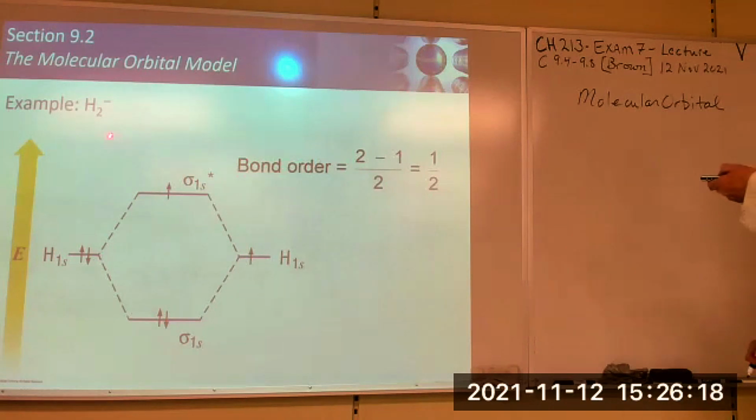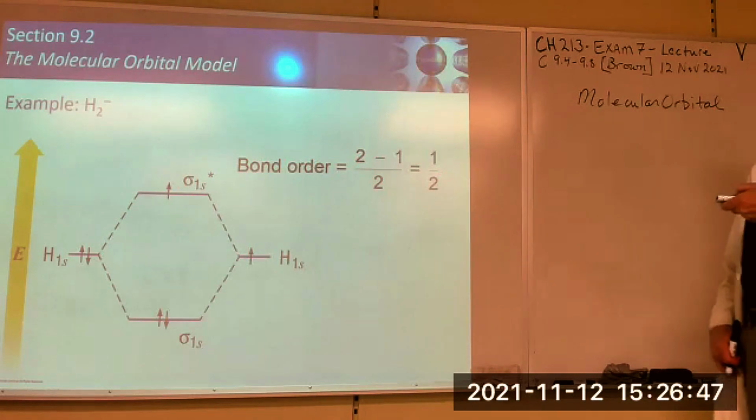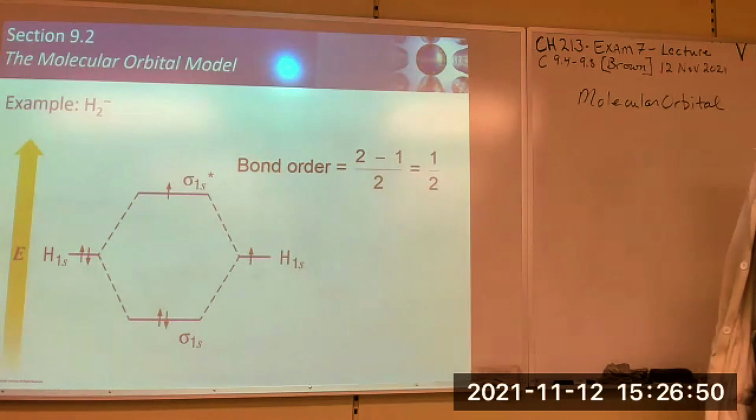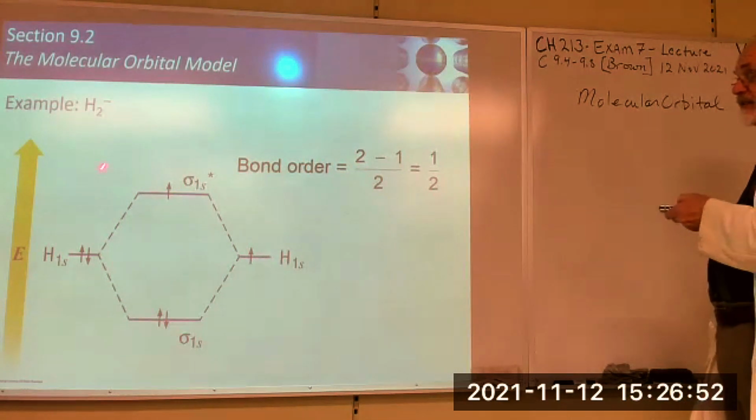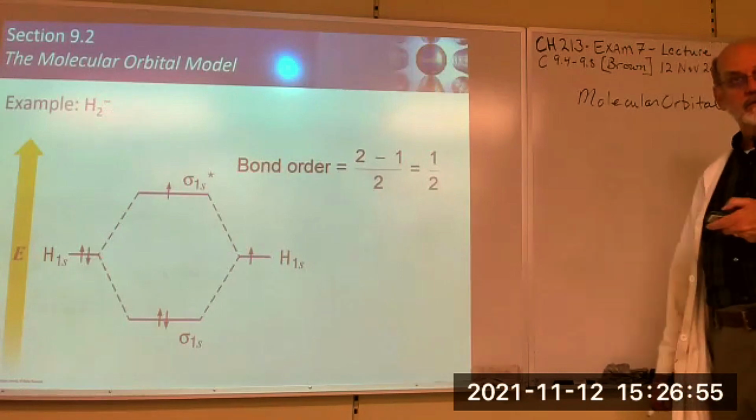For this example, say we have an H2 minus ion. That means it has 3 electrons to distribute. So we've got the sigma 1s here and the sigma 1s star here, but we've got 3 electrons. So this one's filled up, so we have to put the extra one up here in an anti-bonding orbital. So when we do the bond order, 2 minus 1 is 1, divided by 2 is 1/2. So we've decreased the strength of the bond from 1 to 1/2. So this is a less stable molecule.